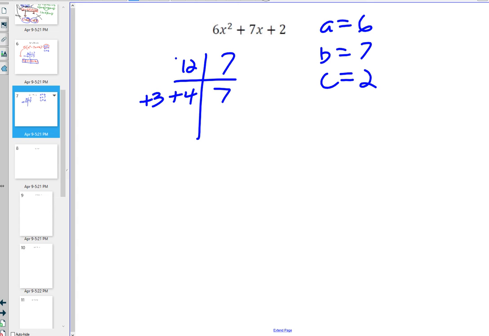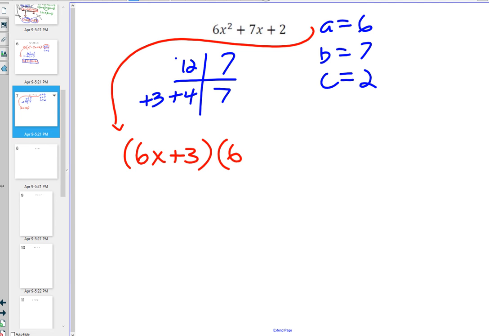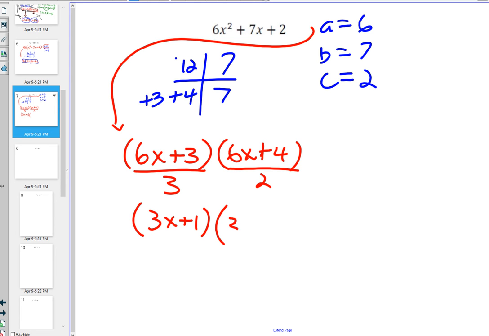3 and 4. But Trey, because A was not 1, now we'll use that little shortcut where we'll write 6x instead of writing x plus 3. I'll write 6x plus 3 and 6x plus 4. But you have to know to reduce those. What's the biggest number I can divide 6 and 3 by? By 3. What's the biggest number I can divide 6 and 4 by? Divided by 2. So this gives you 3x plus 1. This gives you 3x plus 2.